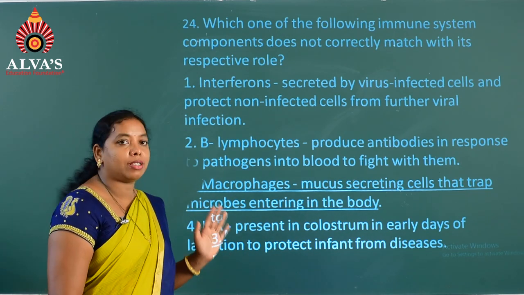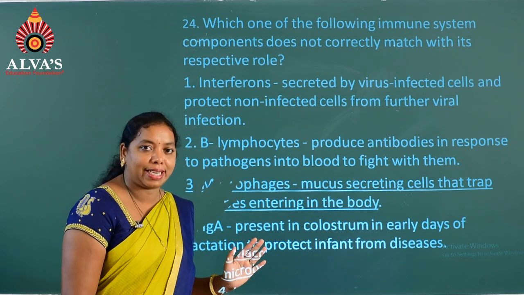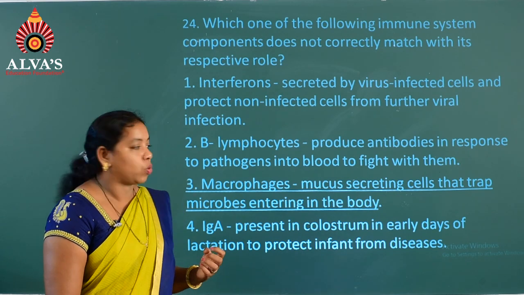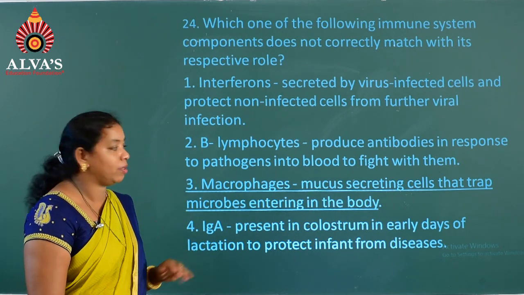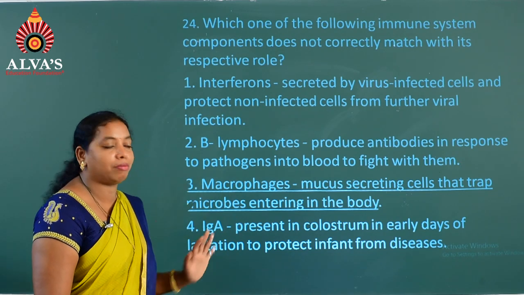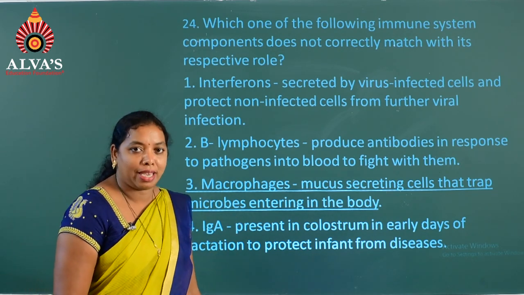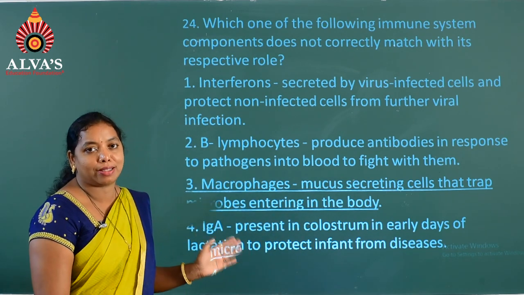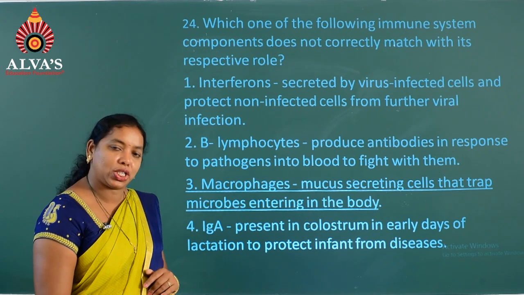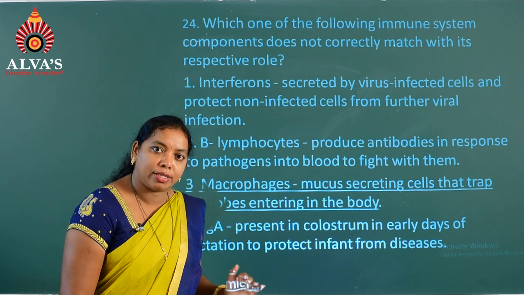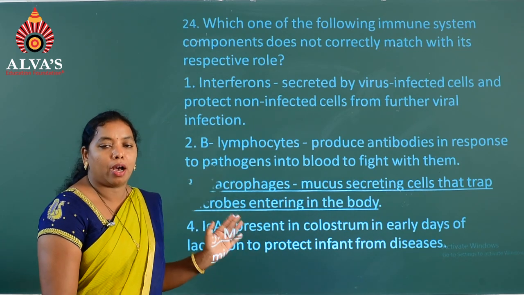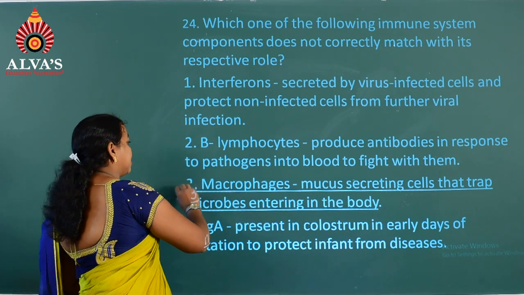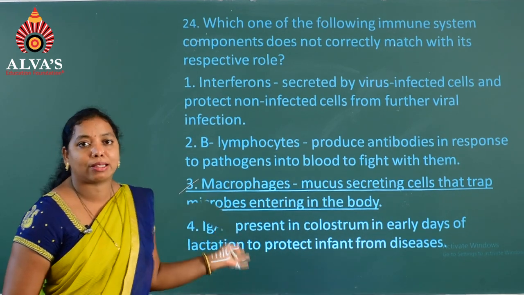So here it is given macrophages, mucus secreting cells that trap microbes entering into the body. So hence the third one, it is not a mucus secreting cell, that is why the third one is wrong. Fourth one, IgA, it is one of the antibodies which is present in the colostrum, that is the initial days of the lactation process. This type of antibody is high and gives immune responses to the baby in the early days. So as a result, the correct answer for question number 24 is the third option.